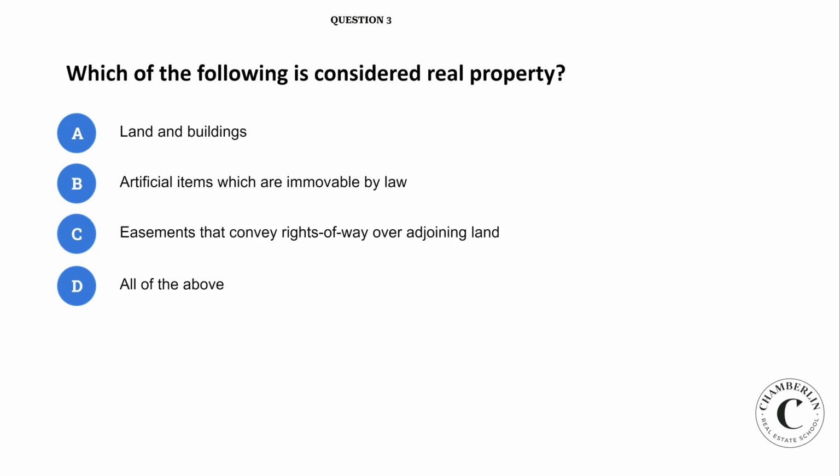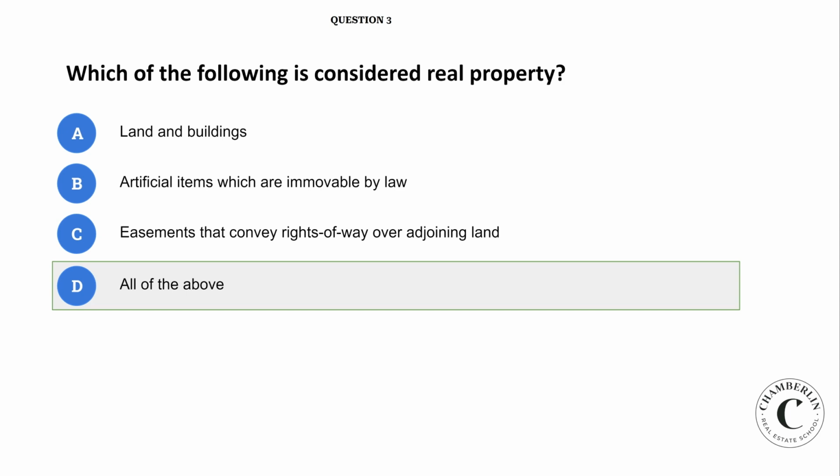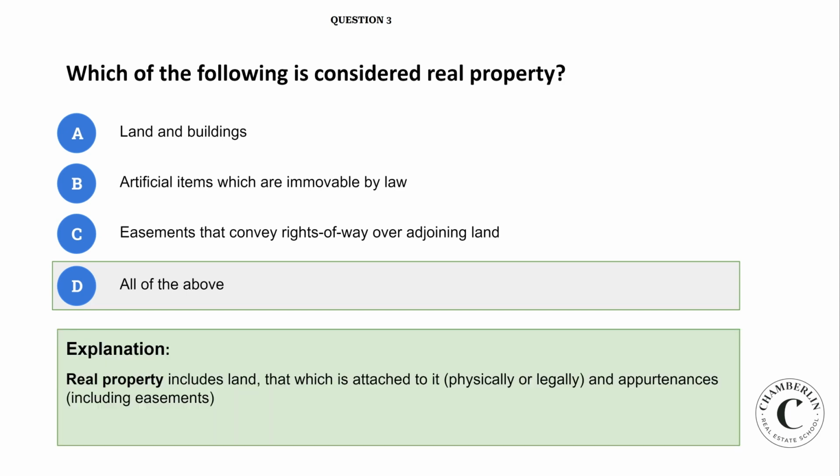Question 3. Which of the following is considered real property? A. Land and buildings, B. Artificial items which are immovable by law, C. Easements that convey rights of way over adjoining land, or D. All of the above. And the answer is D. Real property includes land, that which is attached to it physically or legally, and appurtenances, including easements.